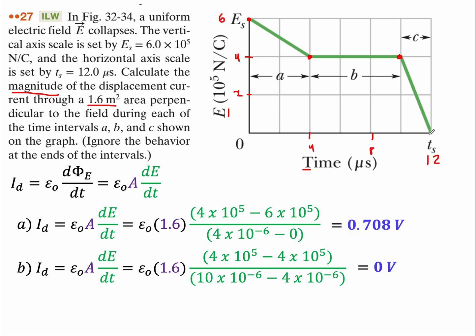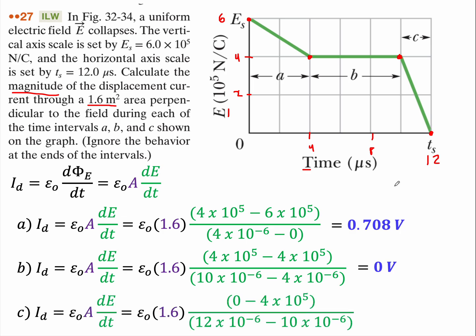But then finally in segment C, we've got the slope over here. It's a fairly large slope, which is going to produce our greatest dE/dt in any of these segments. Plugging in the numbers, we go from 4 down to 0. And our time interval is, this is roughly 10 microseconds right here. So from 12 to 10 microseconds. And that slope then gives us 2.83. Hopefully this makes some sense.